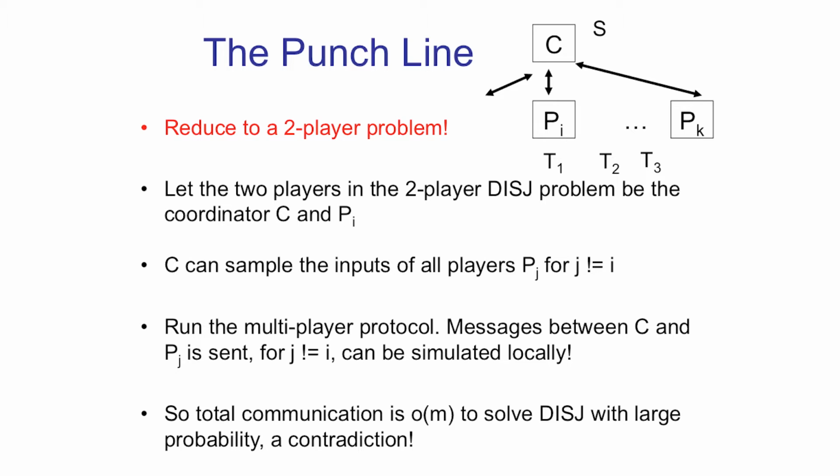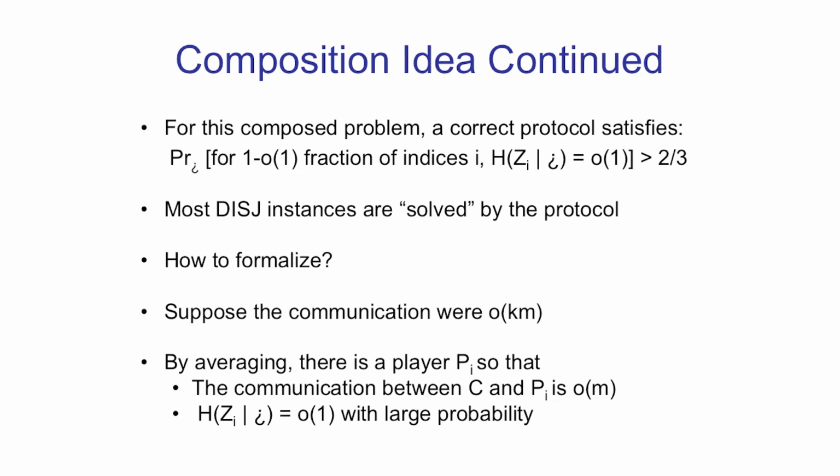In the previous slide, could you explain the union bound part again? Sure. Suppose the communication were much less than little o of km. This means that for almost all of the players, the communication is much less than little o of m. So in particular, for a 2/3 fraction of the players, the communication is much less than little o of m. And we also know that for a typical transcript tau, for say a 2/3 fraction of the bits, the entropy of the bit conditioned on tau has been reduced. And now by union bound, you have an i with both of these properties.